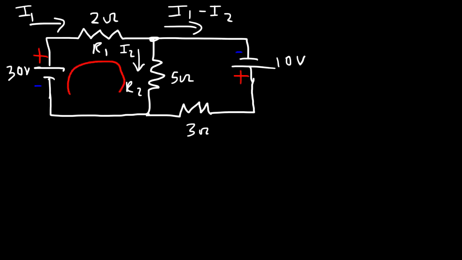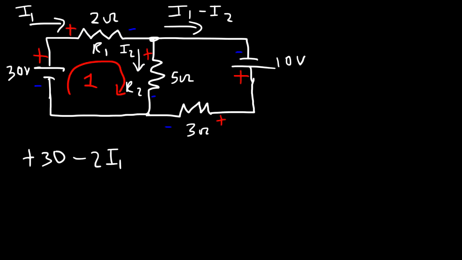So let's start with loop 1. Initially we're going in this direction towards the positive part of the battery, so that's going to be a voltage lift of 30. And based on the direction of the current, this is going to be positive and this is going to be negative. So remember, the current flows from high potential to low potential. Now as we travel this way towards the resistor, we're going in the direction of I1 towards the lower potential. So that's going to be a voltage drop of 2 times I1, so I1 times the resistance of 2.